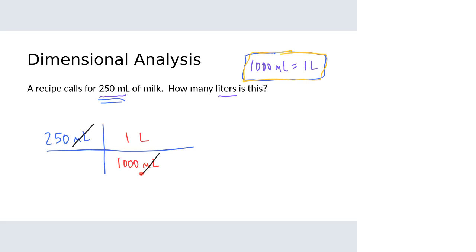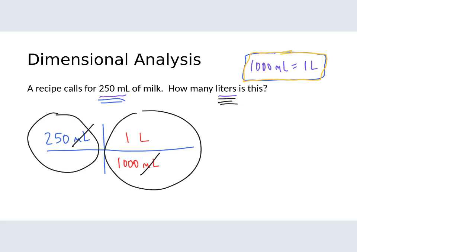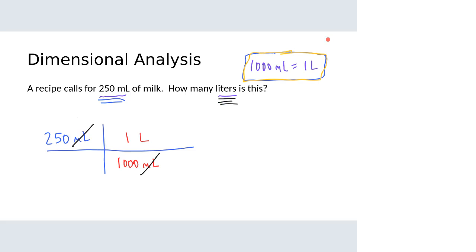Now, the only units I have left are liters. And that's exactly what I was trying to get to. I said, how many liters is this? So I've caused milliliters to cancel. I'm taking this thing that I was given, I'm multiplying by a fraction that's equal to 1, so it doesn't change the value at all. And now the only thing left for me to do, once I get my units squared away, is multiply what's on top, 250 times 1, so that'll be 250, and that liters comes along.